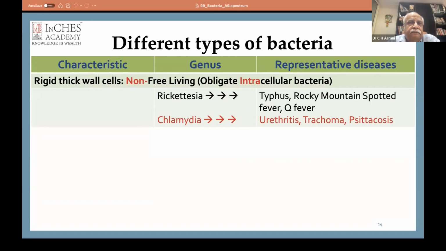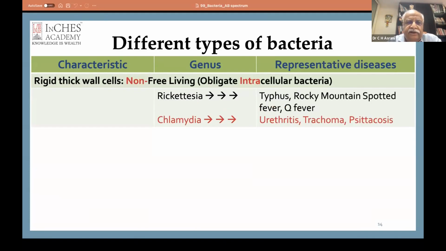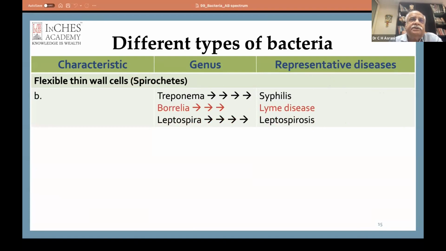Rickettsia causing typhus, Rocky Mountain spotted fever, and Q fever. We see typhus pretty commonly nowadays. And then we have chlamydia, which causes urethritis, trachoma, and psittacosis, which is actually a disease transmitted by parrots. Till now we were seeing rigid thick walls. Now we have flexible thin walls known as spirochetes: Treponema causing syphilis, Borrelia causing Lyme disease, and Leptospira causing leptospirosis.